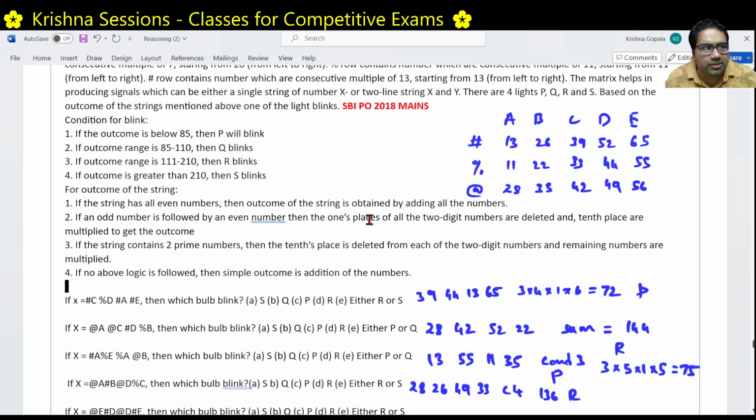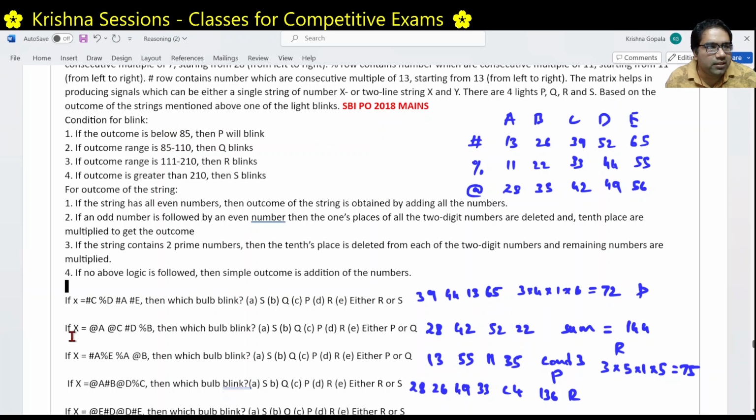Odd number is followed by even number. What do we have to do? The ones place of all the 2-digit numbers are deleted and the tens places are multiplied. So we delete 9, 4, 3, 5 and multiply the tens: 3 into 4 into 1 into 6. 3 times 4 is 12, 12 into 6 is 72. 72 is less than 85, so P will blink. P is the correct answer.